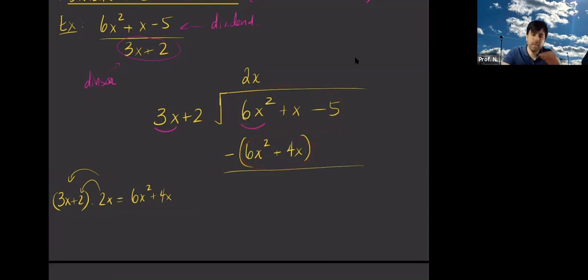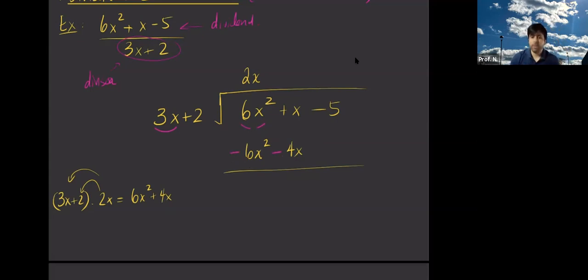And remember, what do we do with that negative to that second polynomial? What do we have to do with this -1? We have to distribute. So when we distribute the -1, right, you get negative 6x squared, and you get a negative 4x. Do you guys see that?